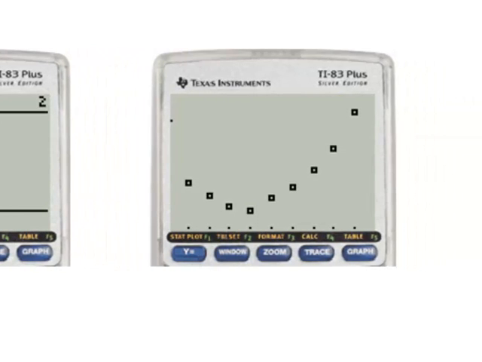We hit second y equals, make sure the stat plot is on. Hit zoom, number 9, zoom stat, and we have the graph of the data. It looks like a quadratic pattern.